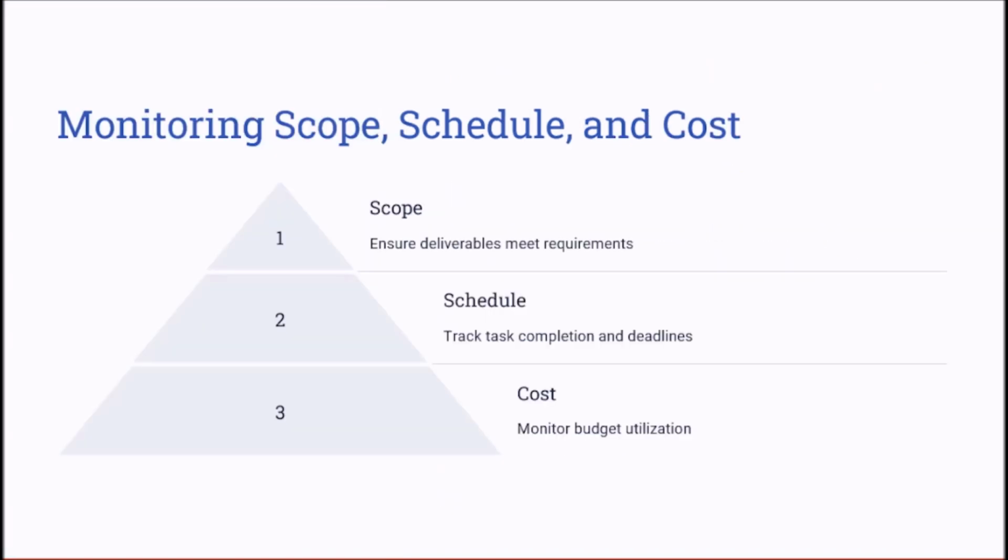How to monitor scope, schedule, and cost. Project managers must continuously monitor the scope, schedule, and cost. Scope monitoring ensures the deliverables meet the predefined requirements. Schedule tracking involves measuring the progress against the timeline, and cost monitoring ensures expenses stay within budget. Keeping a balance among these is key to the project success.